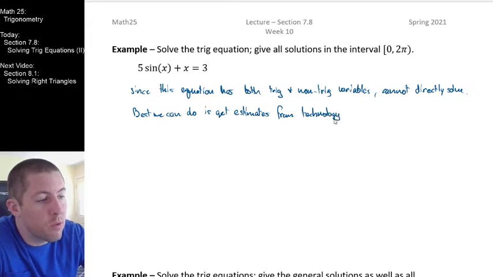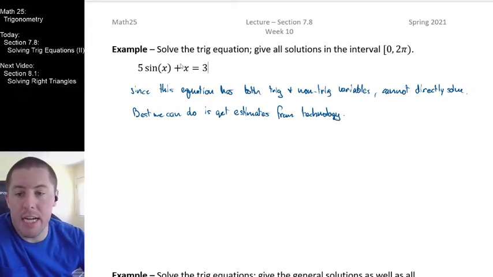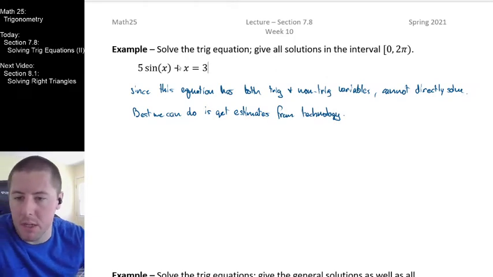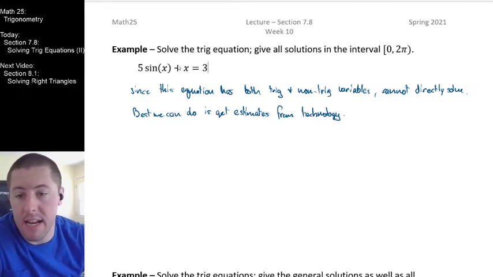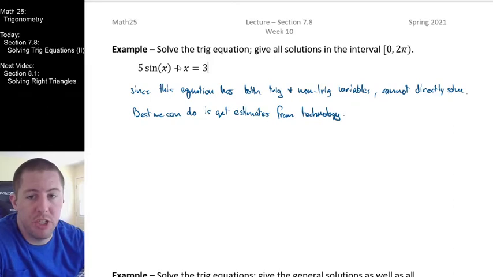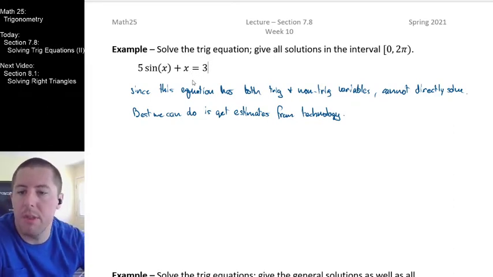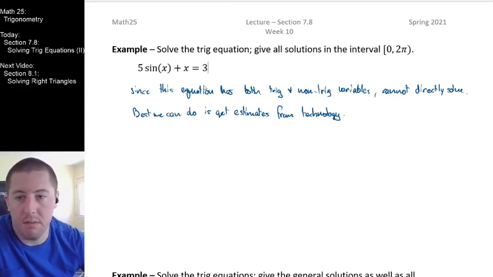So this is one of those cases where it turns out it is literally not possible to exactly solve this equation right here. There is no technique that will give us an exact solution to this equation because we have mixed trig functions with non-trig functions associated with our variable. So in this case, the only thing that we can really do for ourselves is go ask technology to estimate some solutions for us.